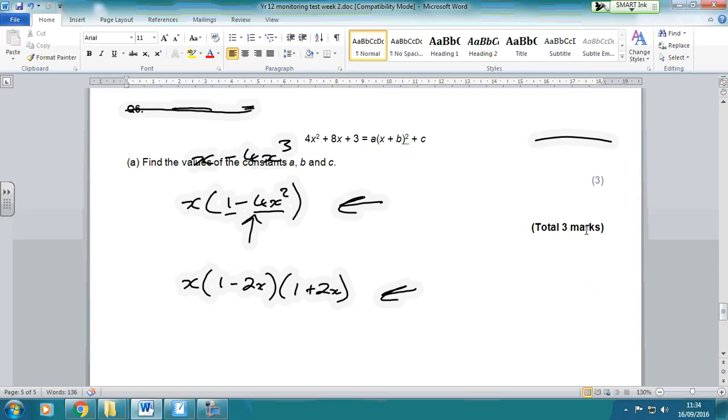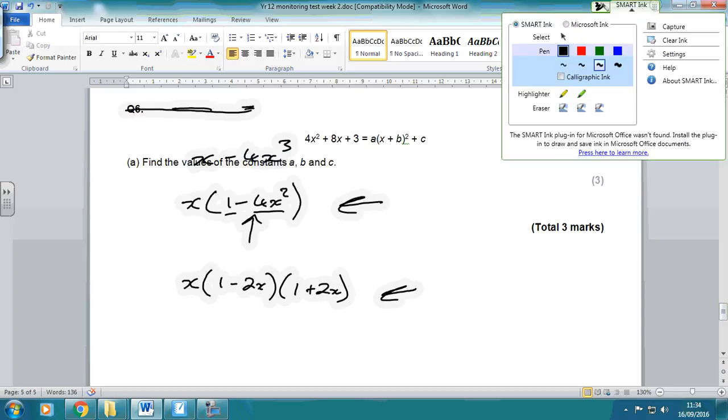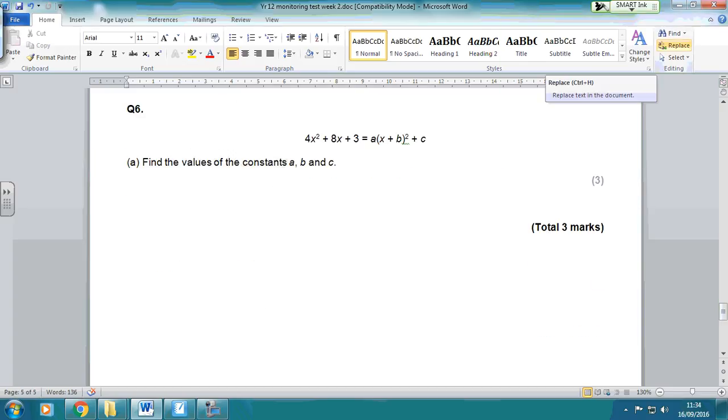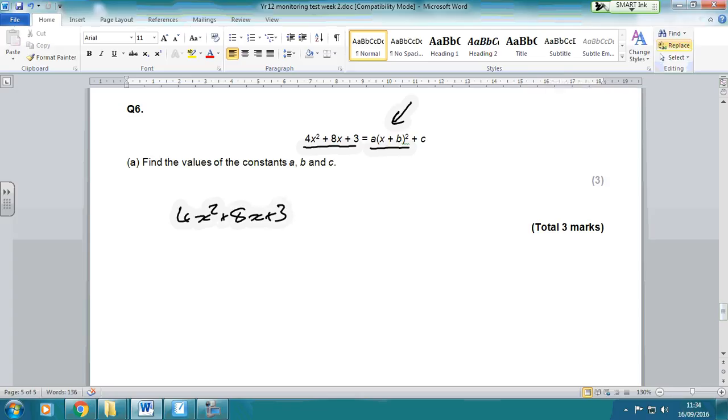And finally, it was this question here. Find the value of the constants A, B, and C. If you have a look here, they've got a quadratic and they've put it into this format where you've got a(x plus b) squared plus c. That, you should recognise, is completing the square. So we've got 4x squared plus 8x plus 3. Notice that it's not solve using completing the square, it's just rearrange it so it's looking like completing the square.